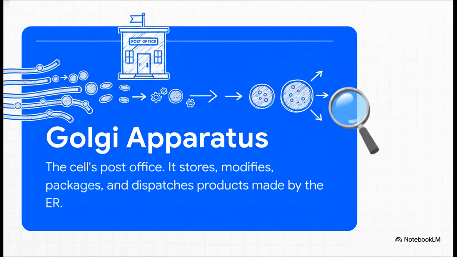So, after the ER makes all these proteins and lipids, what happens next? Where do they go? Well, they get shipped over to the Golgi apparatus. This is basically the city's post office or shipping center. The Golgi takes those newly made products, does a little modification, sorts them, and then packages them up to be sent out to exactly where they need to go.